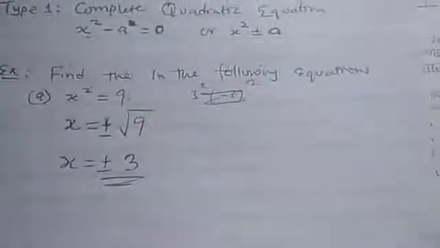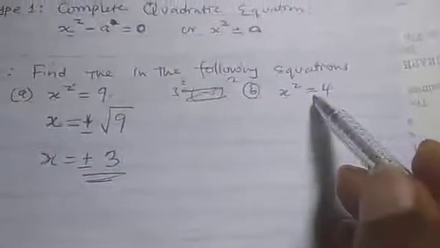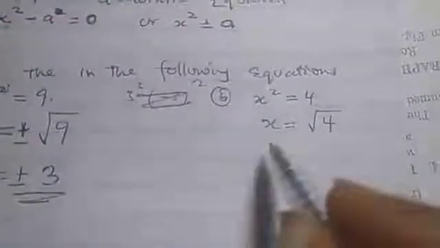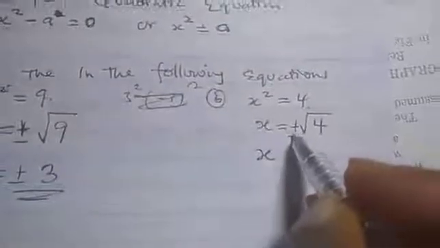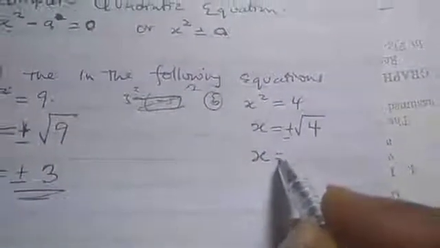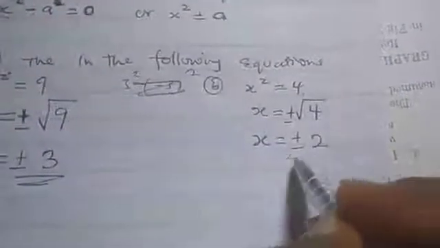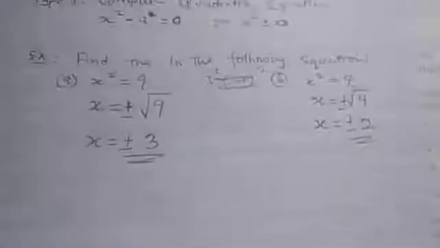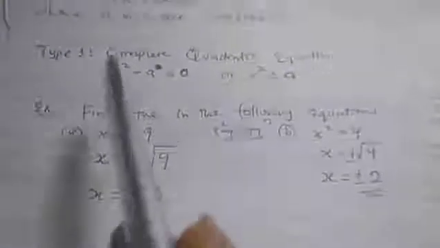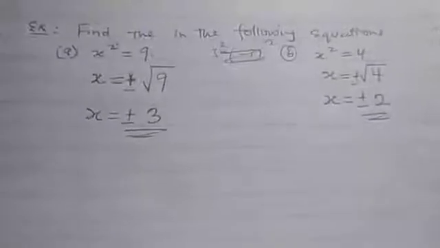Now if we consider another one, x squared equal to 4. It's just like this. So what you do is you say x is equal to square root of 4. Then you put plus or minus. You must always put it there. So our answer is plus or minus square root of 4, which will give me 2. So it's just as simple as ABC when we are dealing with complete quadratic equation.